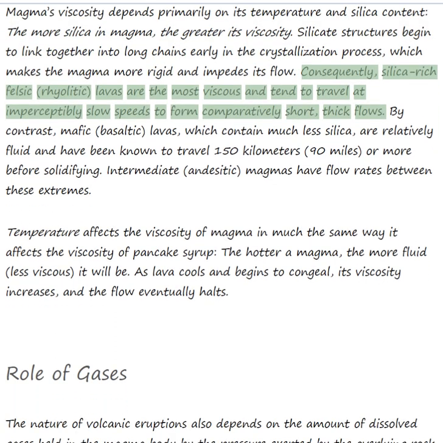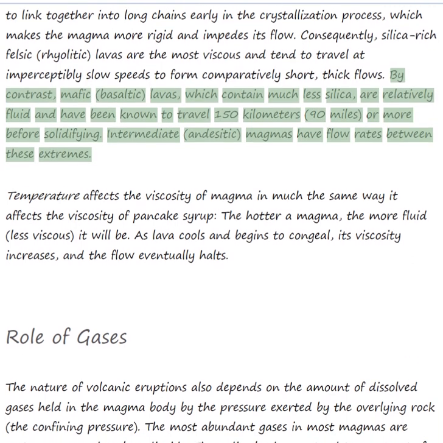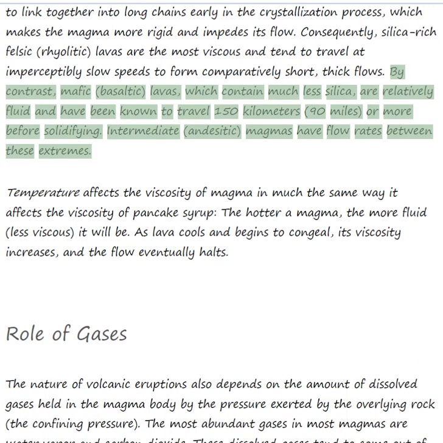Consequently, silica-rich felsic lavas are the most viscous and tend to travel at imperceptibly slow speeds to form comparatively short, thick flows. By contrast, mafic lavas, which contain much less silica, are relatively fluid and have been known to travel 150 kilometers or more before solidifying. Intermediate magmas have flow rates between these extremes.